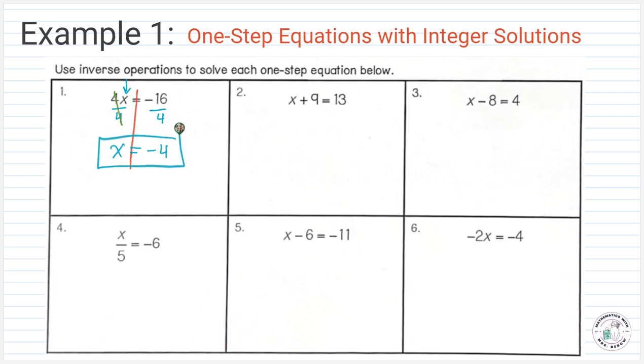And then we can check it. We can either write it out or we can just mentally calculate. Is 4 times negative 4, does that equal negative 16? Yes. And so we know we solved it correctly.